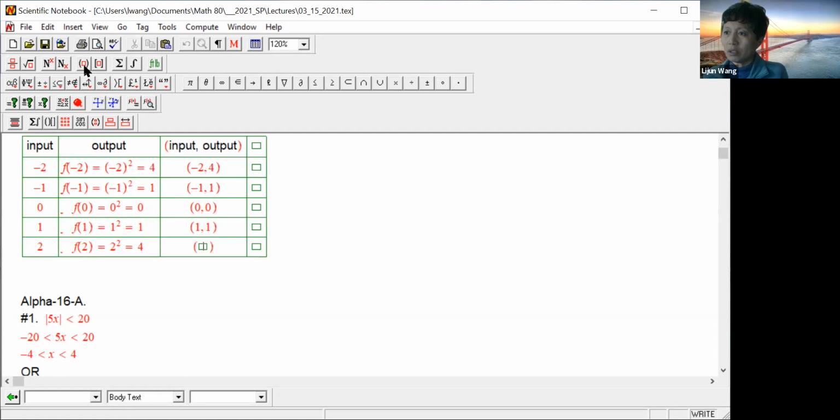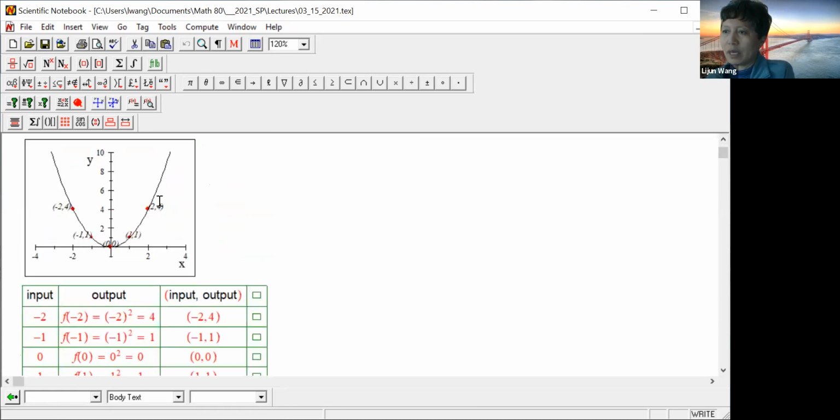You may have also noticed that I put these numbers in some special order. You see the input is from left to right: -2 is smaller than -1, -1 smaller than 0, 0 smaller than 1, 1 smaller than 2. So I put them in this order from smaller number to larger number. You follow me? So of course we have this curve plotted. I'm going to put it right next to it.